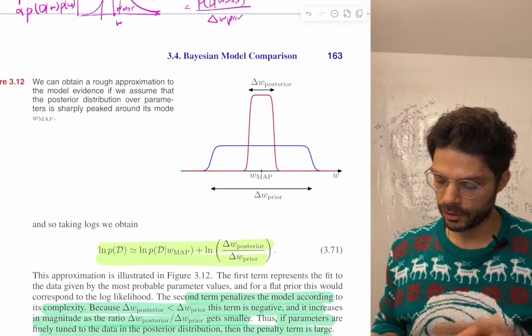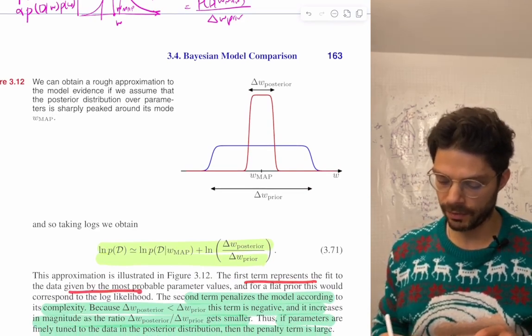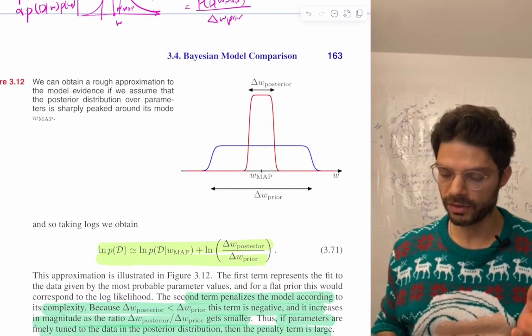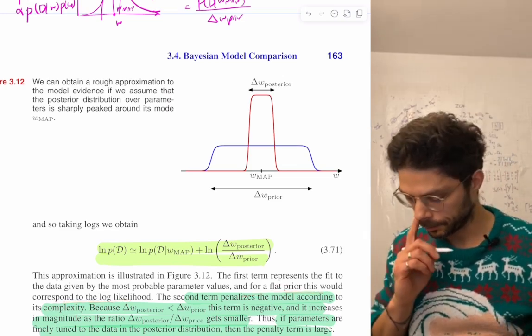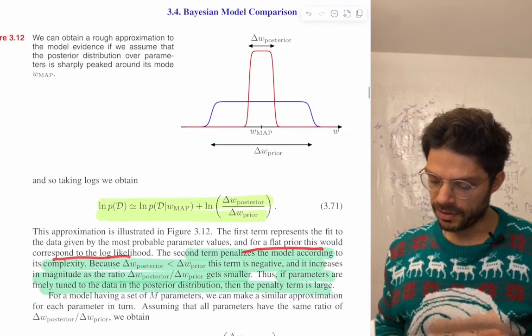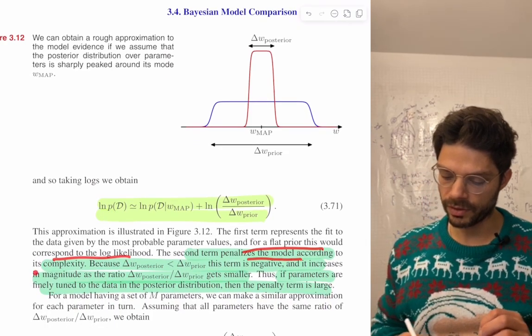This approximation is illustrated because the first term represents the fit to the data given by the most probable parameter values. And we saw that for a flat prior, this would correspond to the log likelihood. The second term penalizes the model according to its complexity.